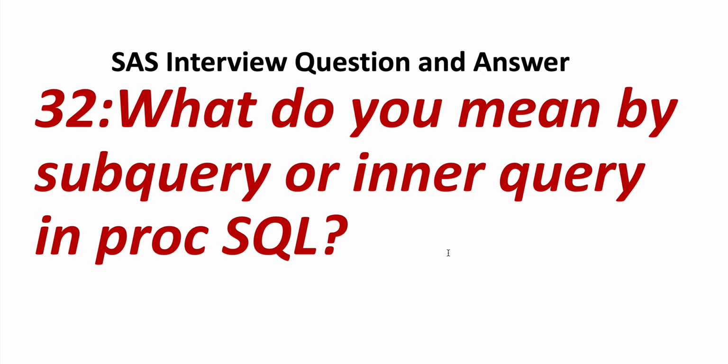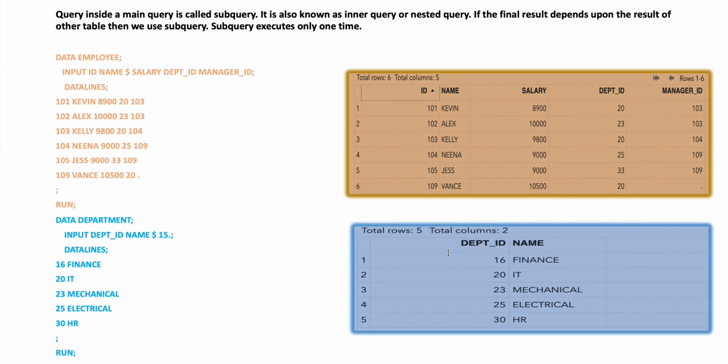What do you mean by subquery or inner query in Proc SQL? This question is asking about the definition of a subquery or inner query and its use in Proc SQL. A query inside a main query is called a subquery. It is also known as an inner query or nested query. If the final result depends upon the result of another table, then we can use a subquery. A subquery executes only one time.